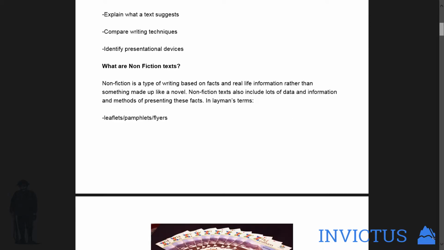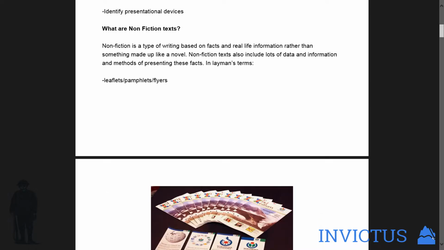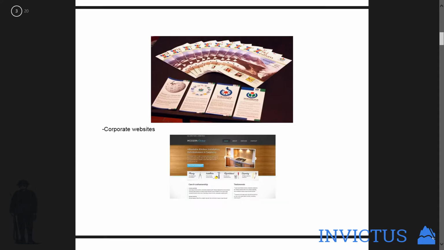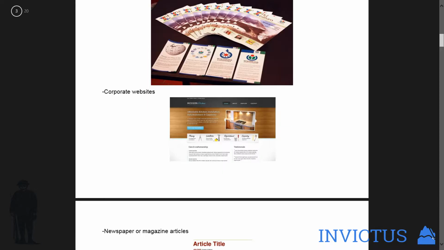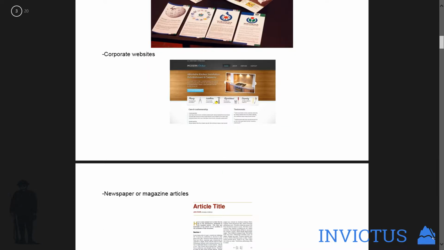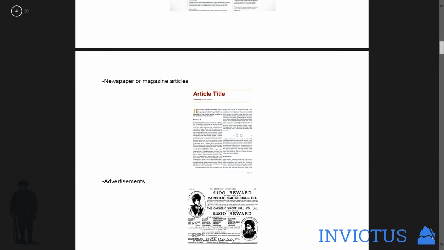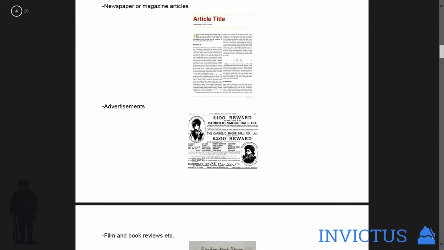So, what are non-fictional texts? They're basically, as the name implies, stuff that's based on facts and real-life information rather than something made up like a novel. So it includes a lot of data and information. For example, leaflets, like pamphlets and flyers, corporate websites, saying what the company does, newspaper or magazine articles, because they're news reports, they report facts, advertisements, they are also reporting facts.